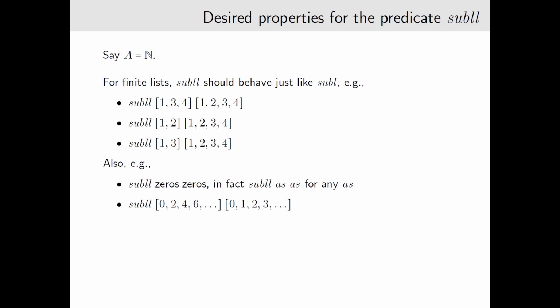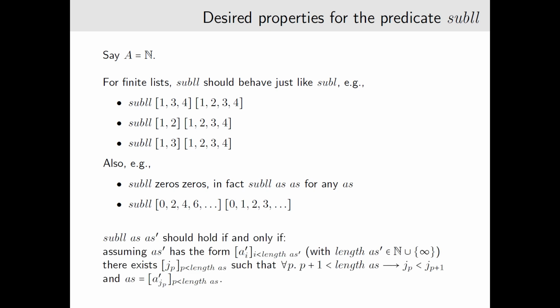For infinite objects, for example, we want that zeros is a sublist of itself, just to pick some random property. We also want that the lazy list consisting of all even numbers is a sublist of the lazy list consisting of all the numbers. So these are some litmus tests. Whatever relation we define, it has to have these properties. And of course, we can spell out the exact relation that we want in this sort of closed form. So AS, we have these two lazy lists, AS and AS prime, and we want that AS prime should have this form.